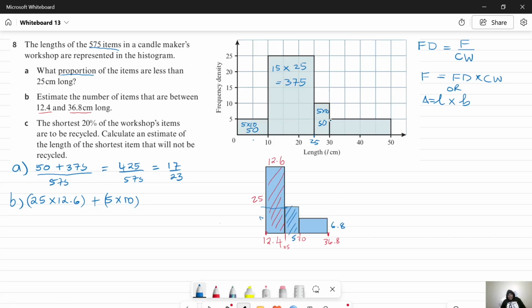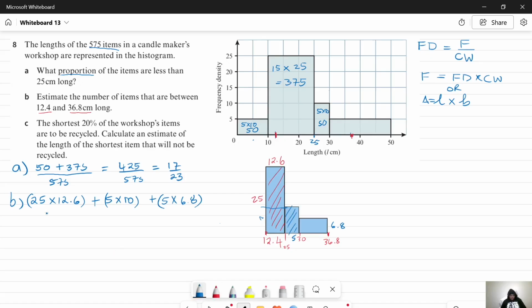I can see that the frequency density for that is 5. So I'm going to say plus 5 times 6.8. So we have these 3 to represent what we want. Let me use a different color so that you can focus a bit. I'm starting there and ending somewhere there at 36.8. So I want to know how many items are represented from this part of the histogram.